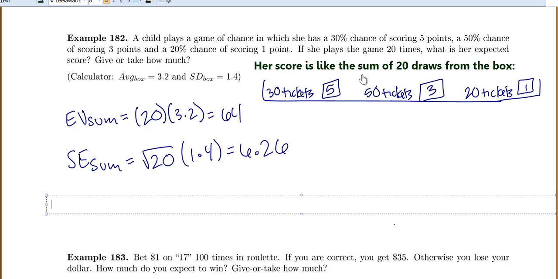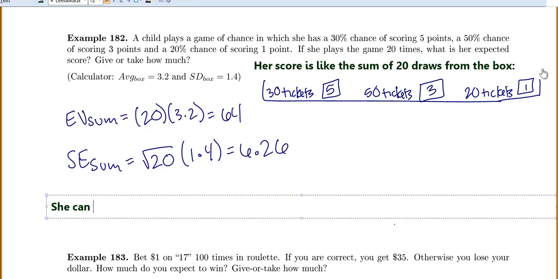So what does this tell us? This tells us that she can expect to get about 64 points, give or take 6.26 or so. Because remember, these are all chances, nothing is absolute. She might actually get 64 points, she might be 2 points under, she might be 8 points over, she might even be 10 points over. But she's most likely to be within this range of 64 points, give or take 6 points or so.